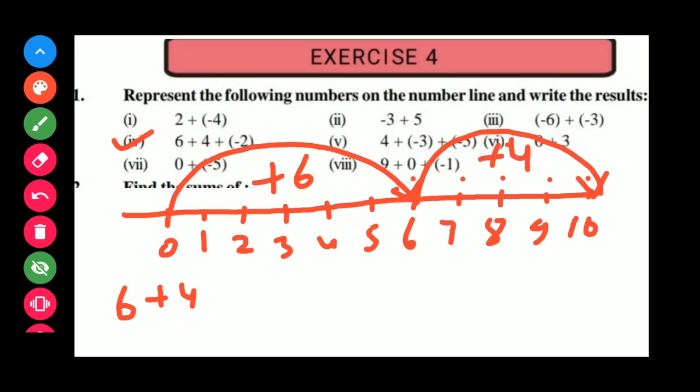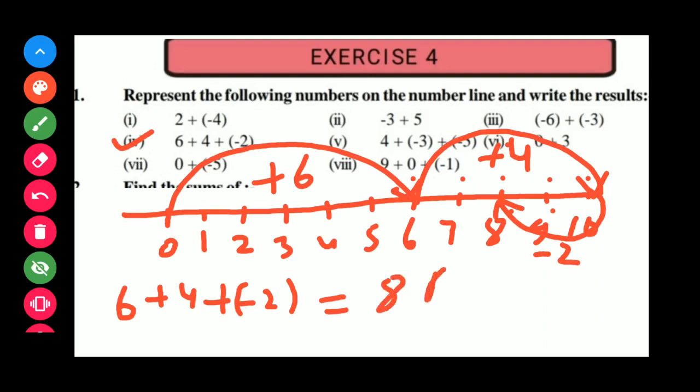Now come to the minus 2, plus minus 2. So minus 2 come back, so 1, 2. So that is minus 2. You can write minus 2. So result is 8. So you can write result as 8. That is your answer.